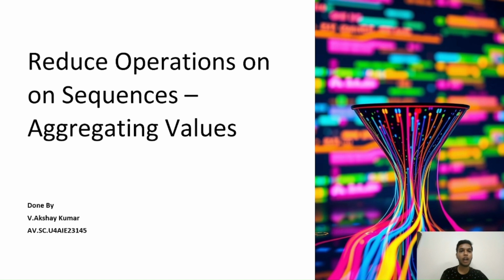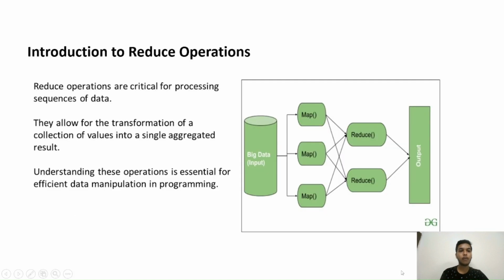Today in this video I am going to explain the topic of reduce operations on sequences and aggregate values. First, let us see what reduce operations are. They allow for the transformation of a collection of values into a single aggregated result. That means if we have a large amount of data, it is difficult to manage, so we transform this large data into a single aggregated result.